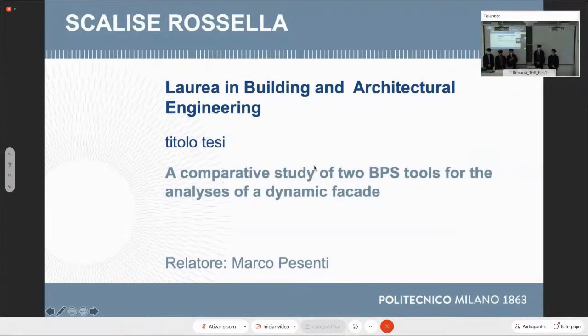Rossella Scalise, a comparative study of 2 BPS tools for the analysis of a dynamic facade. 102.